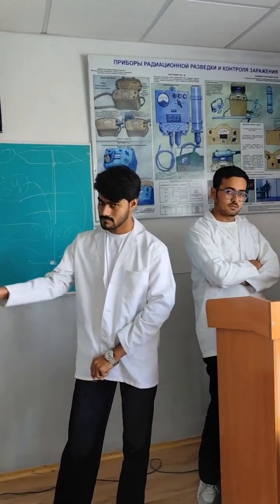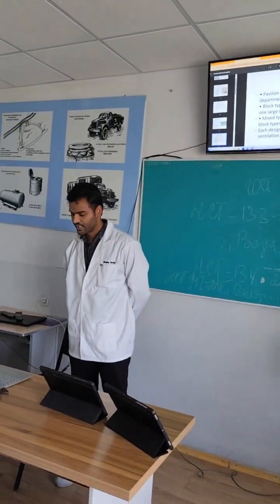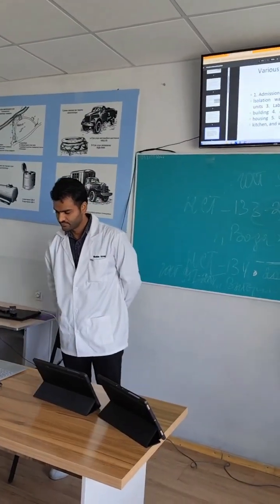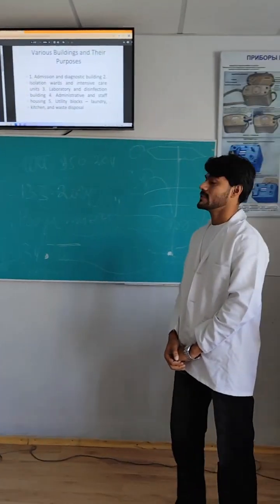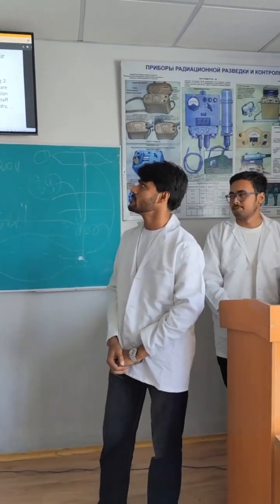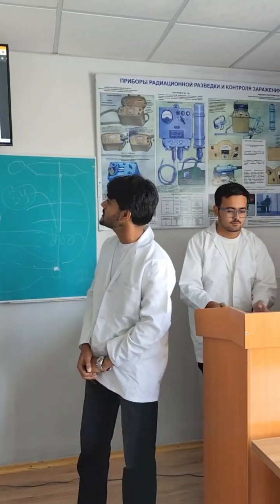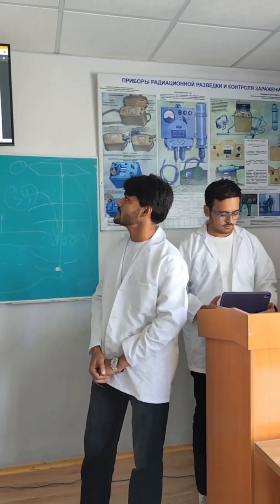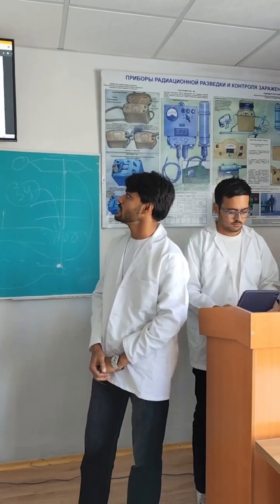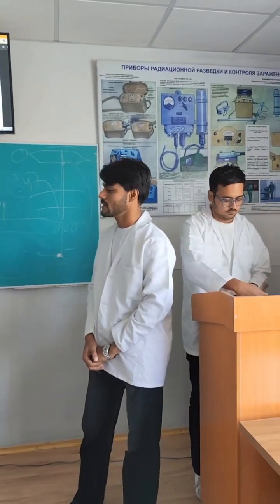Type of building. Pavilion type, block type, mixed type, and each design ensures proper isolation and ventilation. Now we start various buildings and their purpose. First, admission and diagnostic building, and second, isolation ward and intensive care unit. Third one is laboratory and disinfection building. Fourth, administrative and staff housing. Fifth one is utility block like laundry, kitchens, and waste disposal.